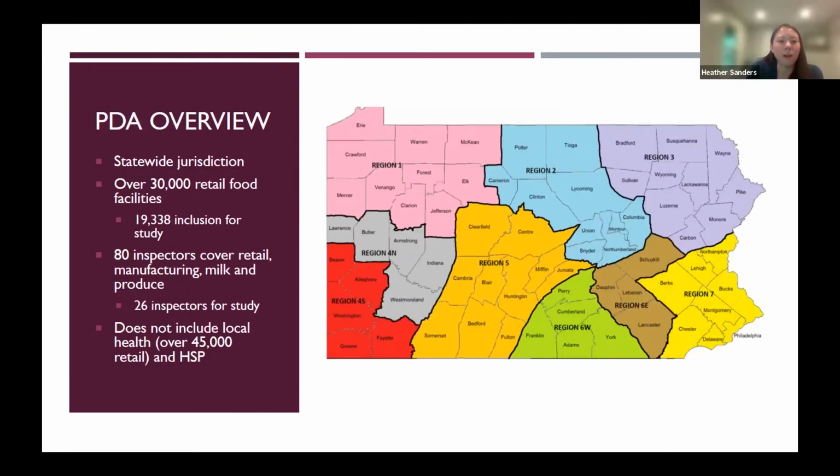So here's a map of our statewide jurisdiction with 9 regions. While we have over 30,000 retail food facilities under state jurisdiction, the study was limited to 19,338 after exclusions. We have about 80 inspectors statewide, and 26 of them were used for the risk factor study. Our risk factor study did not include local health jurisdictions or highly susceptible populations throughout the state.